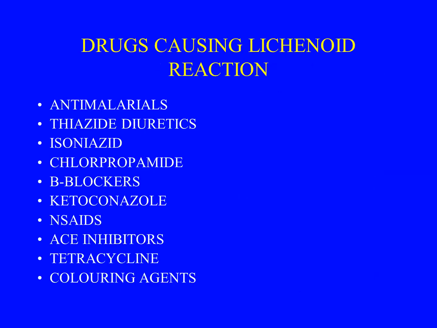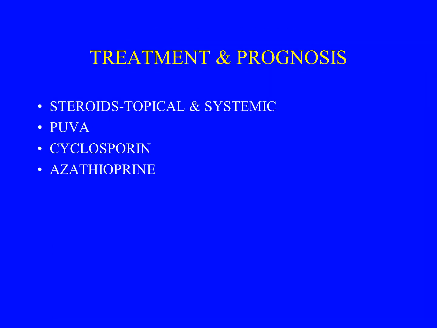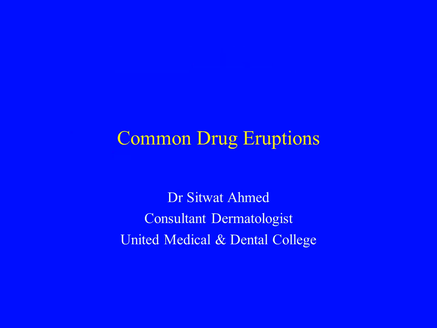Drugs causing lichenoid reaction. There are many drugs which can cause lichen planus-like reaction. Antimalarials, thiazides, isoniazids, NSAIDs, beta blockers, coloring agents. Lichenoid drug rash is like this. It's not the typical lichen planus, and even histology is a little bit different from the idiopathic lichen planus. Steroids, topical systemic, solar and ultraviolet radiation, cyclosporin, azathioprine.